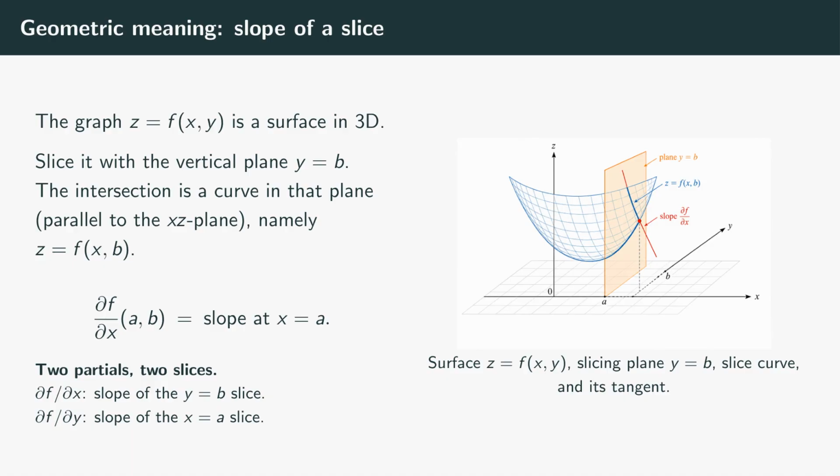The partial with respect to y is the mirror image. Slice the surface with the plane x equals a, get another curve, take its tangent slope. 2 slices, 2 slopes, one for each direction you could walk away from the point.